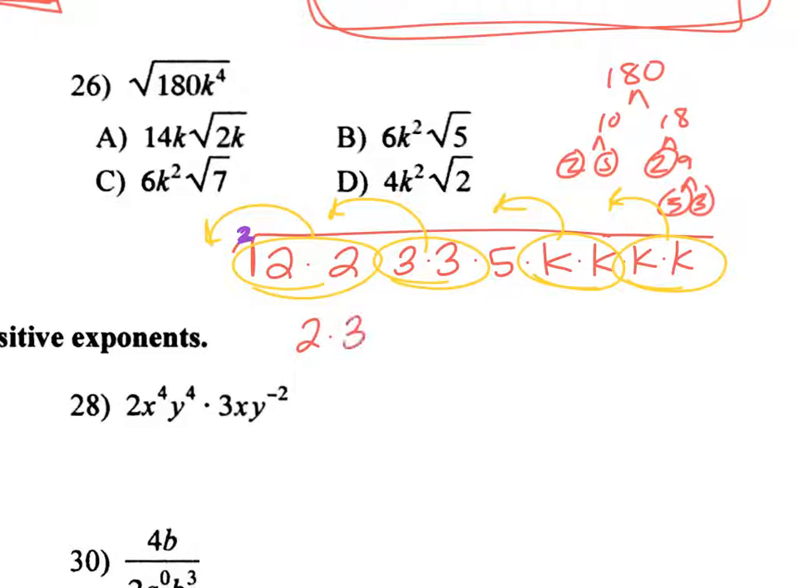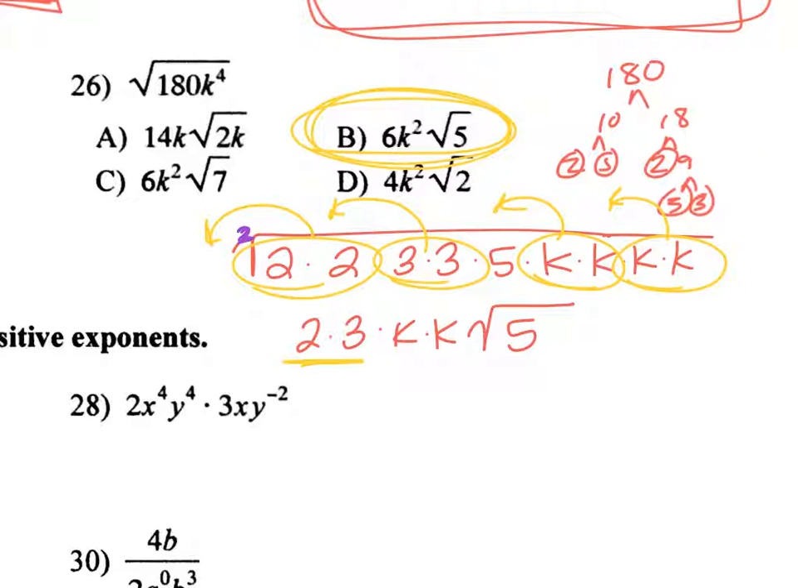That's 2 times 3 times k times k, and a square root 5 left over. And the answer choice that's going to match that is going to be B. The 6 comes from 2 times 3, and they just put these k's back together to make k squared so that it looks a little simpler in your answer.